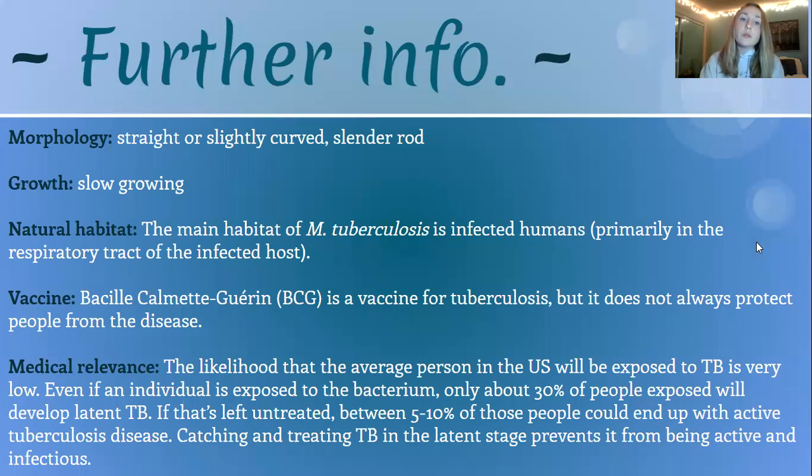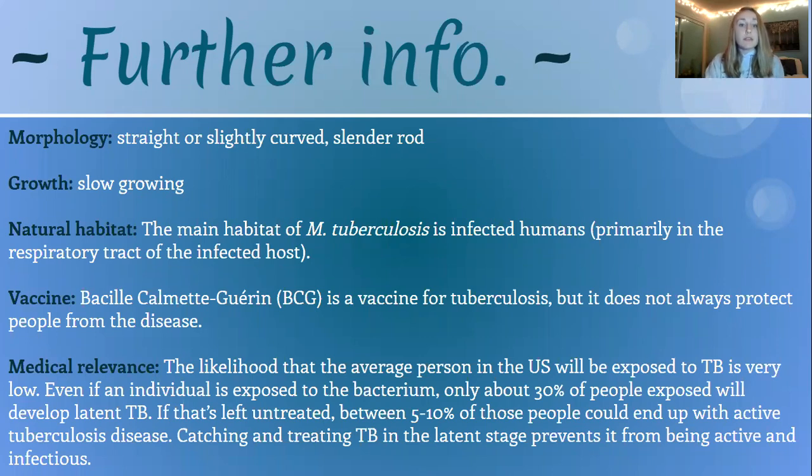So some further info. Morphology. The bacterium is a straight or slightly curved, slender rod. It's very slow growing. The natural habitat of M. tuberculosis is infected humans, primarily in the respiratory tract of the infected host. The vaccine is BCG, but it's not always going to protect people from this disease.